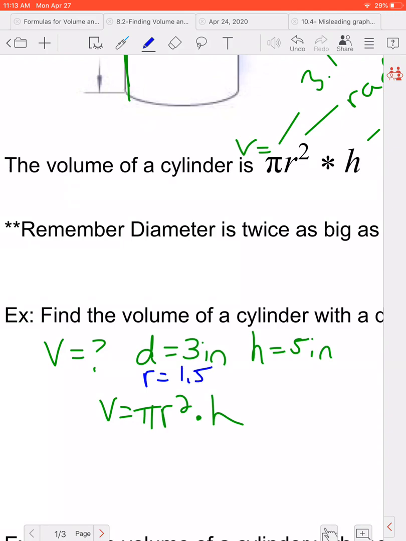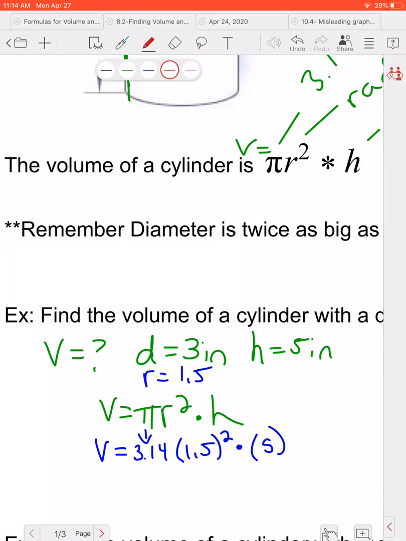Okay. So what I'm going to do is, I don't know what V is, so we're going to keep calling that V. Pi becomes 3.14. Now I'm going to put this r in parentheses, which is very, very important. So it's going to be 1.5 squared times h. Now I could put the h in parentheses too. It's not as important for the h. We really need the r in parentheses because it's being squared first, then multiplied by 3.14. We want to make sure we're following all those PEMDAS rules.